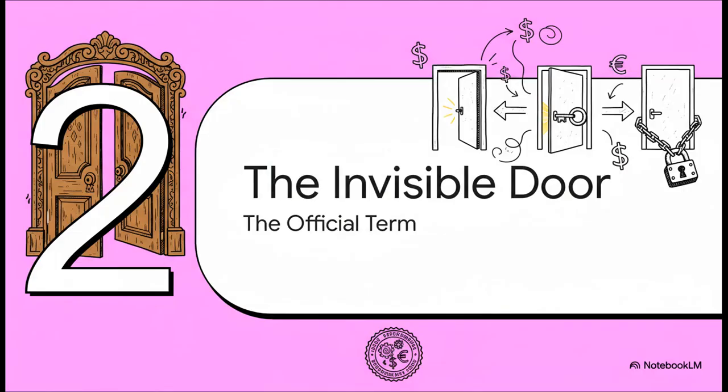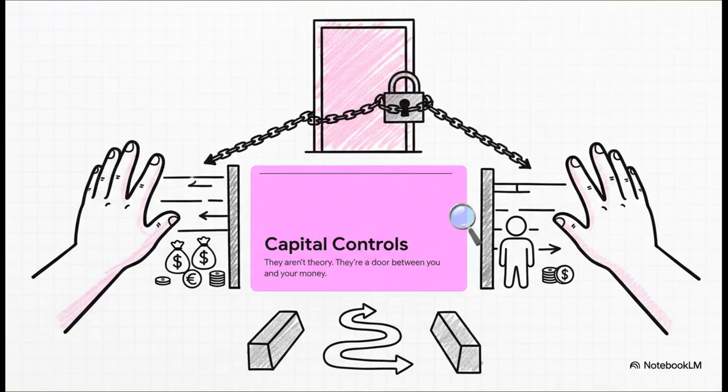So what do we actually call this invisible barrier? Well, there is an official term for it, and the best way to think about it isn't a wall, but a door. A door that can be opened, sure, but more importantly, a door that can be locked. The term is capital controls, and you can forget the complicated jargon. At its core, a capital control is simply a door that a government can place between you and your savings, giving them the final say on whether you can move your money or not.